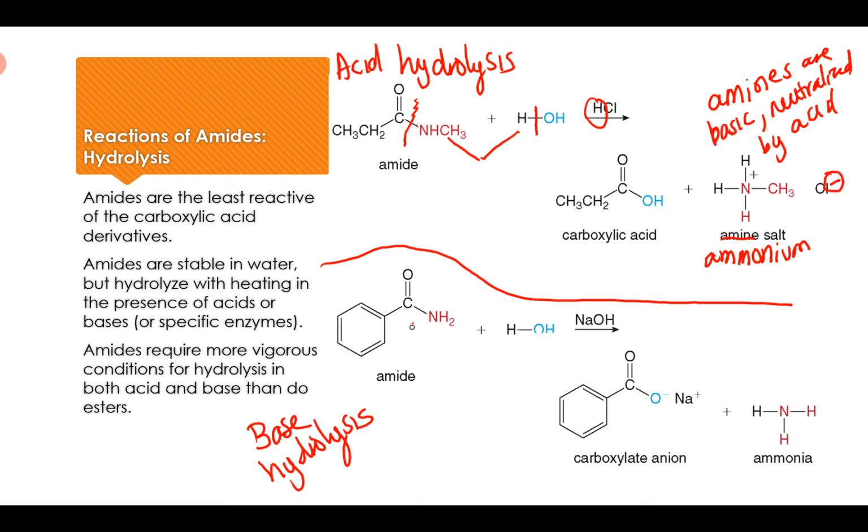Our amides, when we do our base hydrolysis, again, we are cutting here in order to reform our carboxylic acid. But since we are in base, our carboxylic acid neutralizes the base. And then we're left with ammonia as a product. This is a gas, and so that floats off out of the reaction.